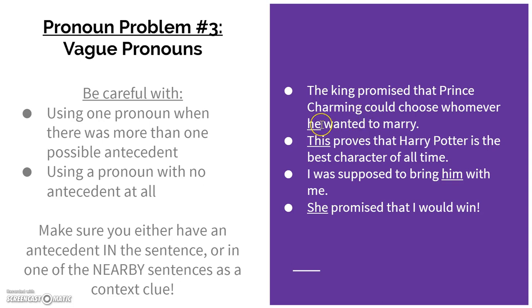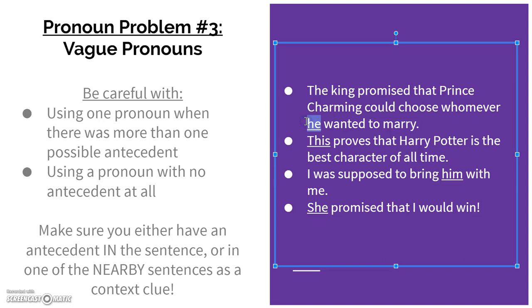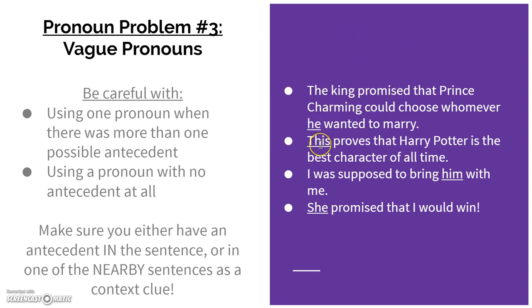Technically, in this sentence, I'm not 100% sure who he is. Does he mean the king, or does he mean Prince Charming? This sentence is not well written, and I'm not sure who's getting married right now. And that's not good. I would want to revise this for some clarity. It would also be a bad idea to vaguely use the pronoun this. I hate when people do that, especially in literary analysis writing or when we're talking about facts or quotes or something. Don't write in an essay, this proves that Harry Potter is the best character of all time.